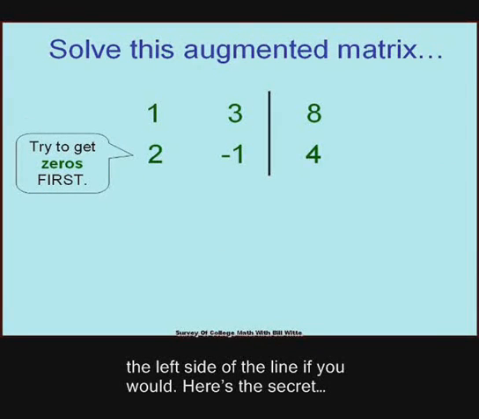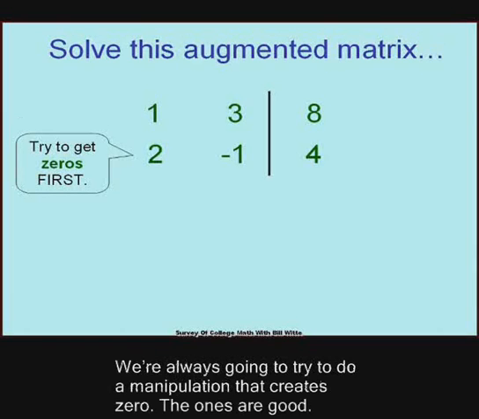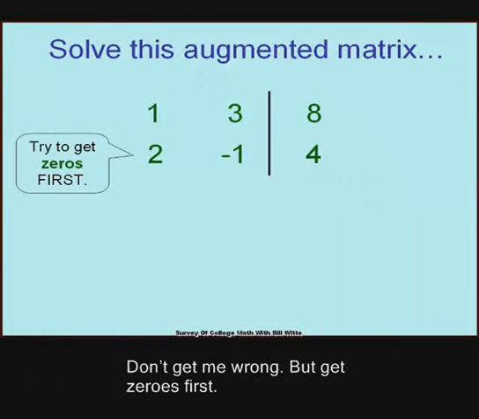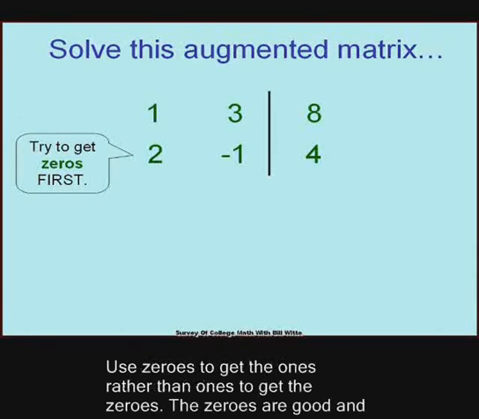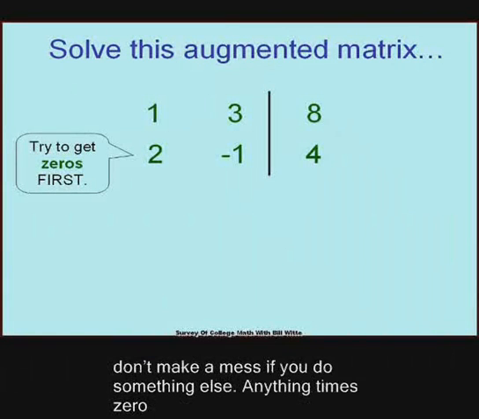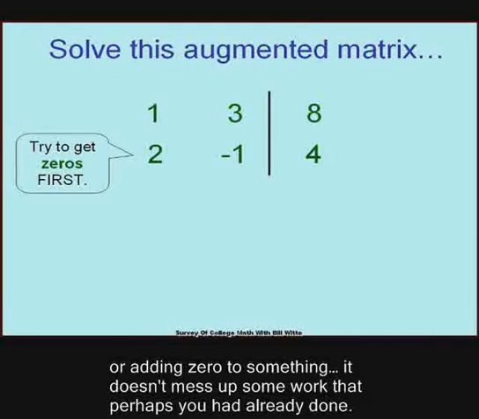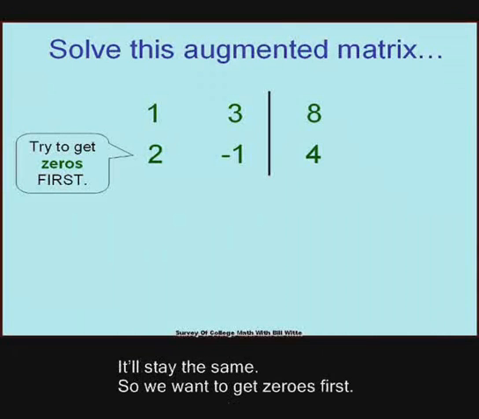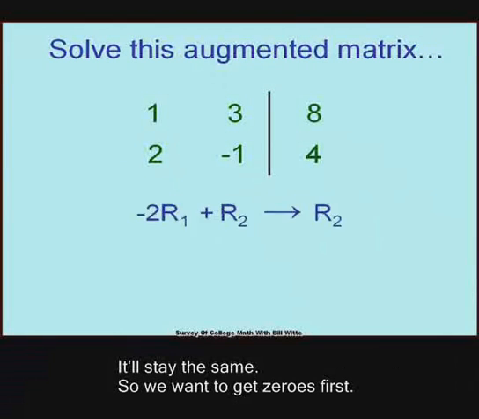Okay, here's the secret. We're always going to try to do a manipulation that creates zeros. Now, ones are good. Don't get me wrong. Ones are good. But zeros are what you want to get first. Use zeros to get the ones rather than ones to get the zeros. Because zeros aren't going to make a mess if you do something else to them. Anything times a 0, or you add 0 to something, it doesn't mess up some work that perhaps you had already done. It's going to stay the same. So we want to get zeros first.